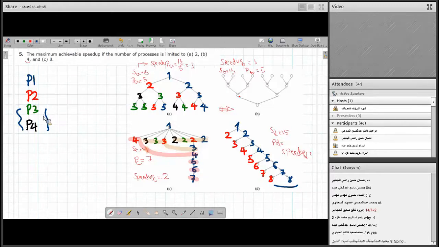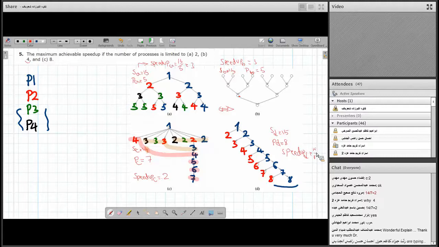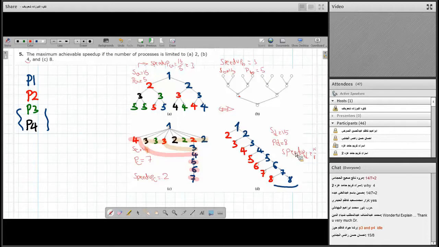Because we don't have 3 independent tasks, more than 2 independent tasks in this figure. Therefore, PD equals 8 and speedup is 15 over 8. Yes, there are idle processes.